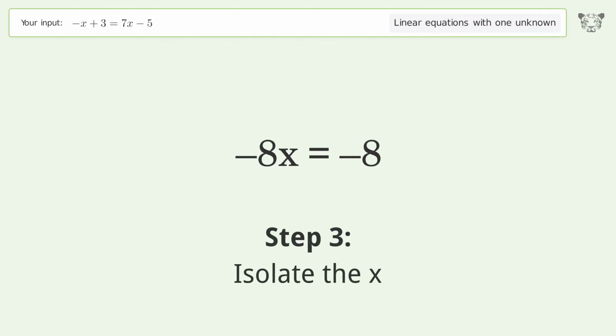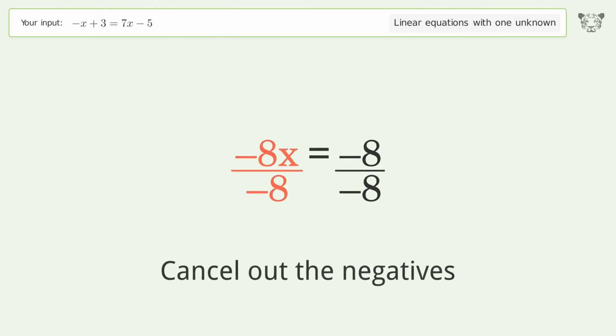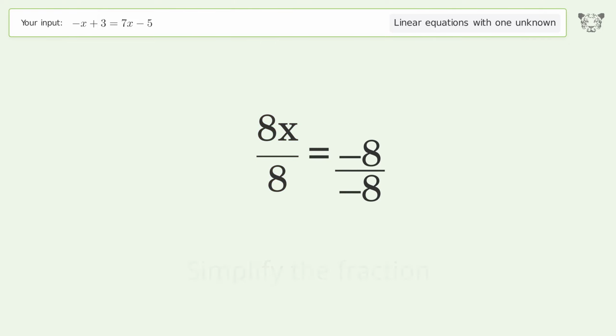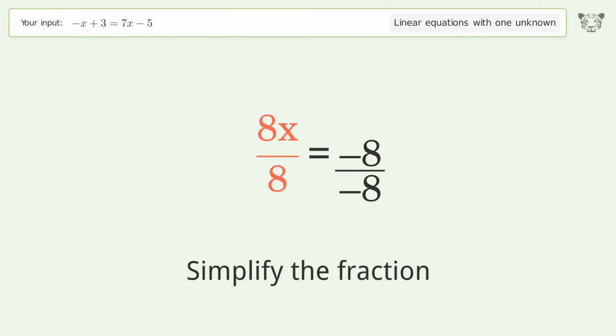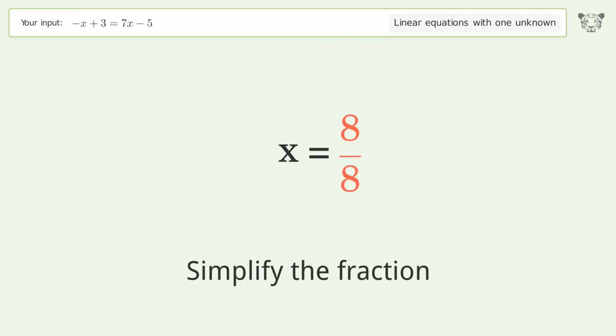Isolate the x. Divide both sides by -8. Cancel out the negatives. Simplify the fraction. Cancel out the negatives. Simplify the fraction.